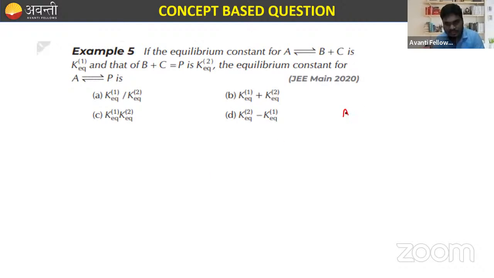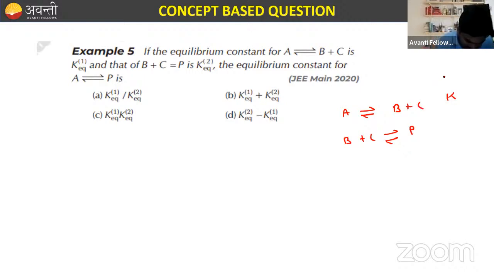We have two equations. When A gives us B plus C, and similarly, when B plus C gives us P. So when A gives us B plus C, the equilibrium constant is K equilibrium 1, or we represent it as K1. Similarly, for the second one, it is K equilibrium 2.